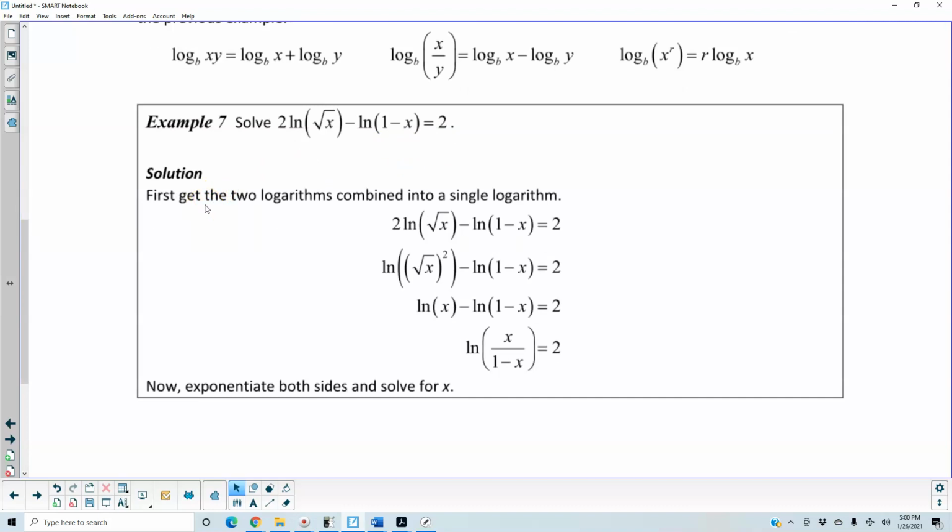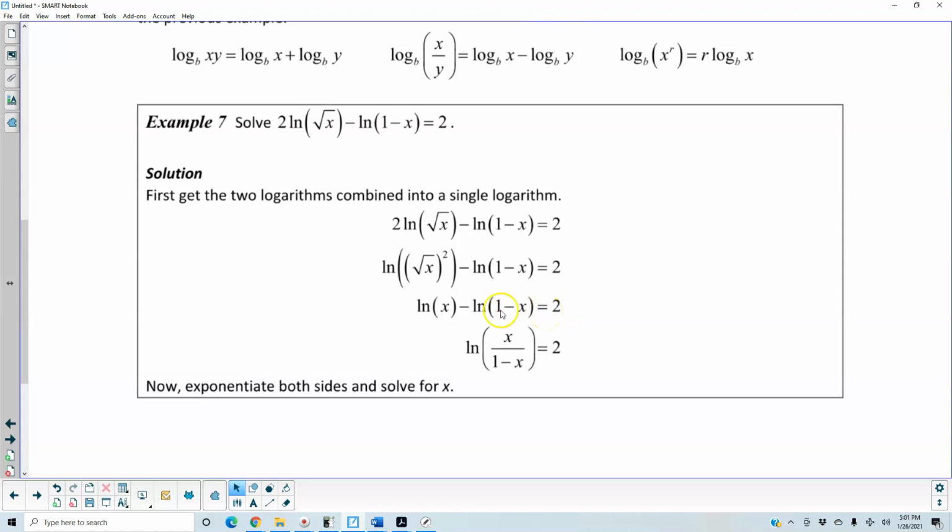So first, we get the two logarithms combined into a single logarithm. Recall here that we have this 2 in front of the logarithm. So we have to use this property up here to rewrite the 2 as an exponent of the square root of x. So we have the natural log of the square root of x squared minus the natural log of 1 minus x, which is equal to 2. Now, when we square a square root of x, what's left is just x. So now we have the natural log of x minus the natural log of 1 minus x, which is equal to 2.